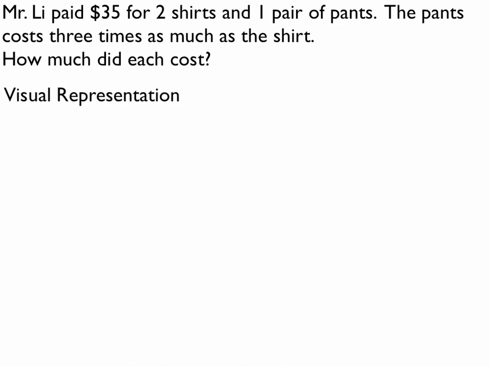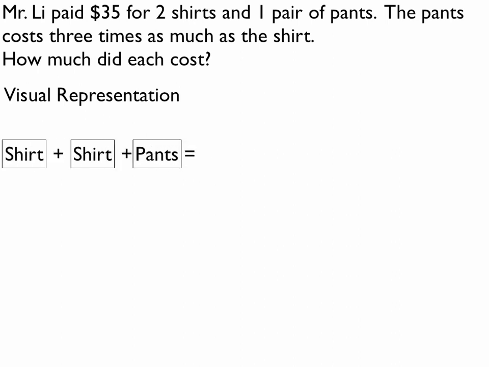So I want to give you a visual representation of this. So I'm going to go ahead and put in, there's 1 shirt, there were 2 shirts, so I'm going to go ahead and put a second one, and 1 pair of pants. There we go. And that whole thing, if I added them all together, is equal to $35. Now I can't really solve this with shirts and pants, so I actually need to get all shirts or all pants. Now it tells me that the pants cost 3 times as much as the shirt. Or basically, if I bought 3 shirts, it's the same thing as 1 pair of pants cost-wise. So that's why I'm going to change pants into 3 shirts, like so.